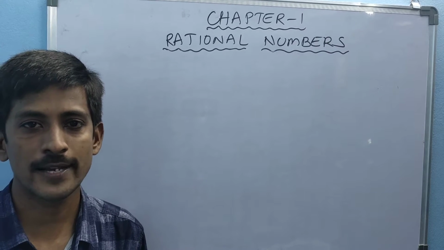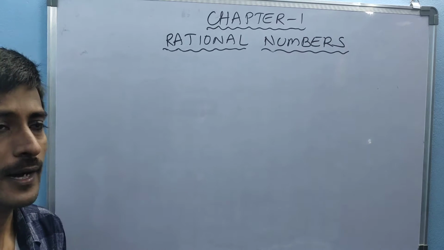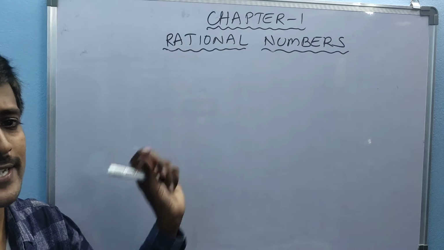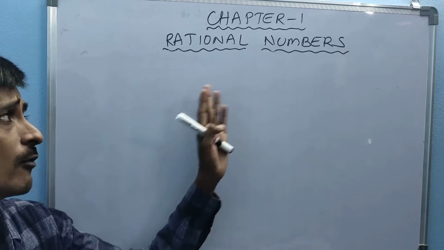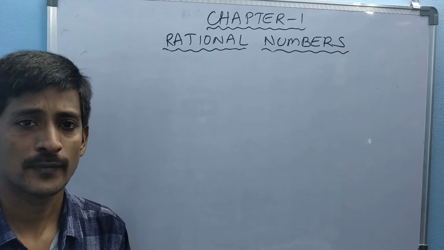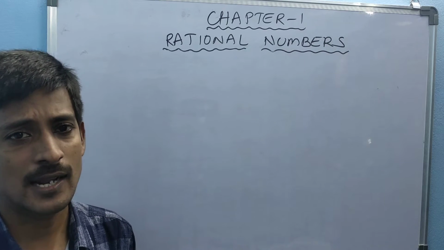Today I am going to explain chapter 1, rational numbers. Yesterday we already completed the introduction part, that is, what is a natural number, what is a whole number, what are integers, and what are rational numbers. Today I am going to explain the properties of rational numbers.